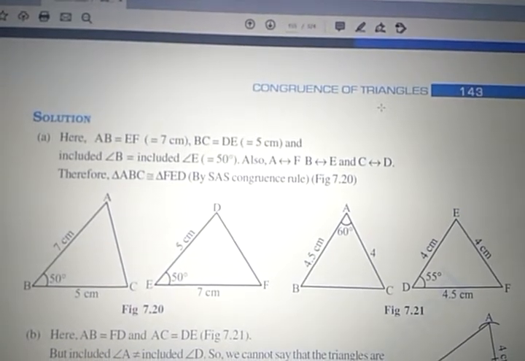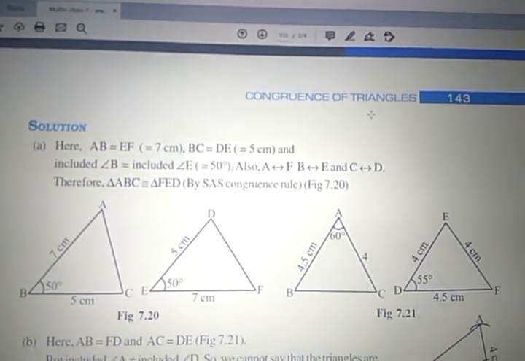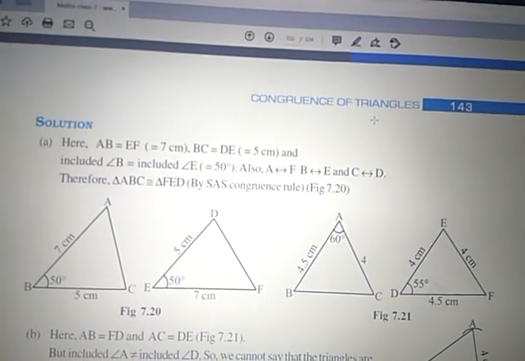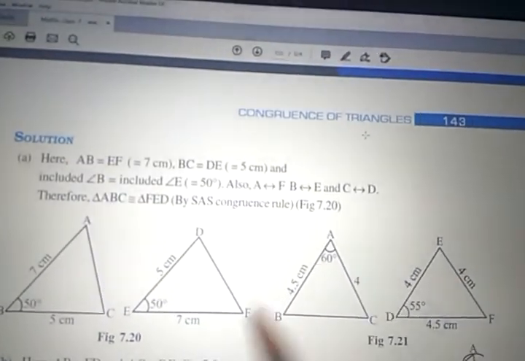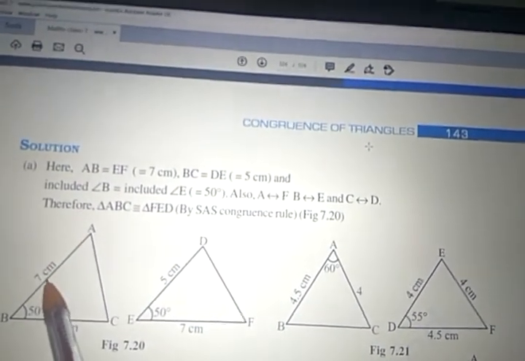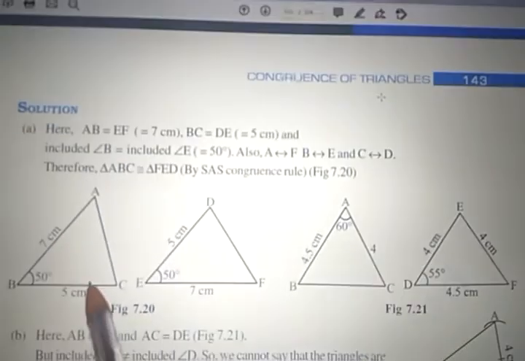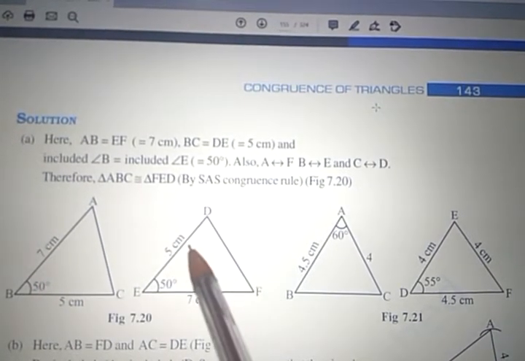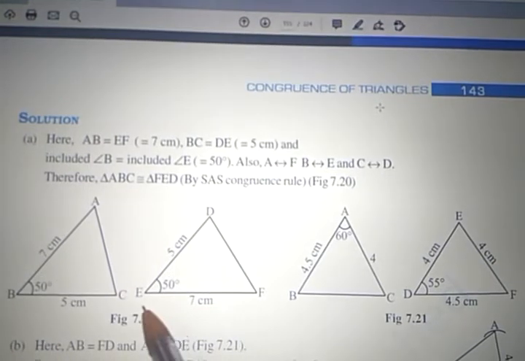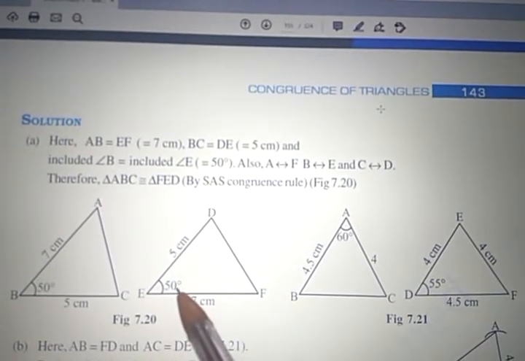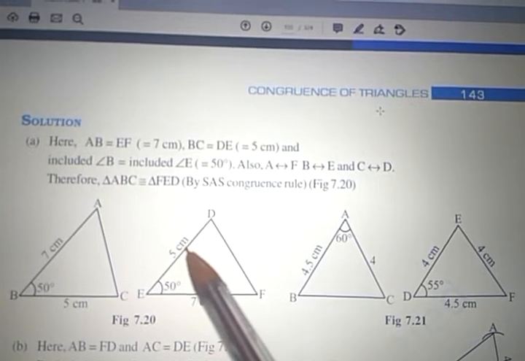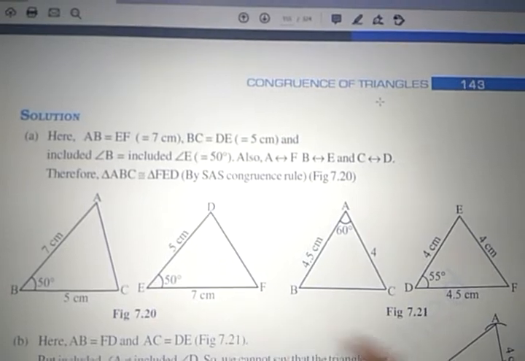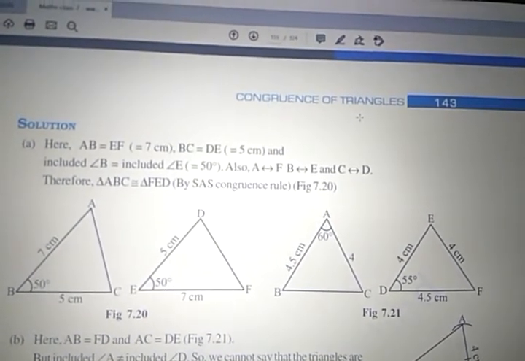And included angle, which angle is included here? Angle B is equal to angle E is equal to 50. Now student, you see here, this is a side and this one is a side. Between them angle 50 is there. Here also ED is a side, EF is a side, between them angle 50 is there. So what correspondence can we prepare? Side, angle, side. Like this way we can do. So hence it is proved.